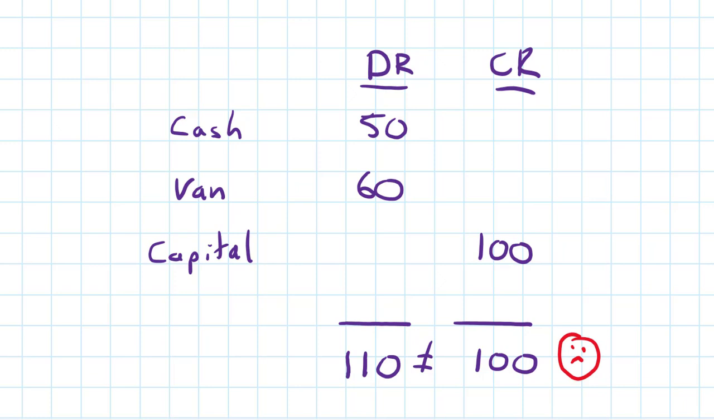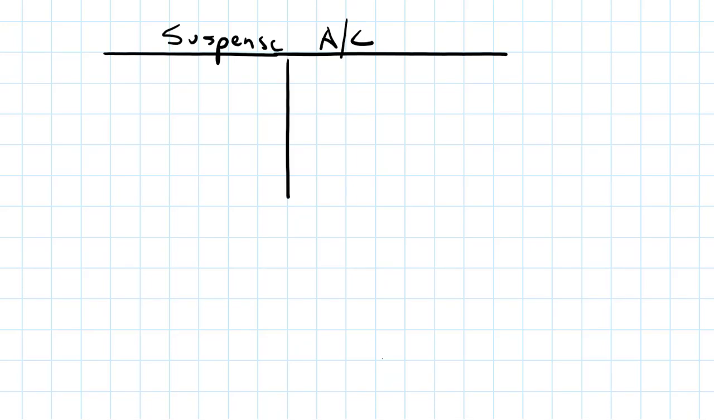So I open a suspense account. And the suspense account plugs the gap. I find the lower of the 2 columns, so I will credit the suspense account $10 to bring it in line with the debit column. So now we have a 110, and I can continue working, and I can now look for the cause of the error. I open the suspense account with that $10 credit.